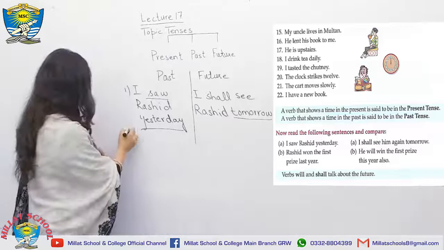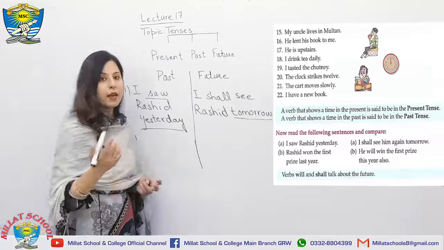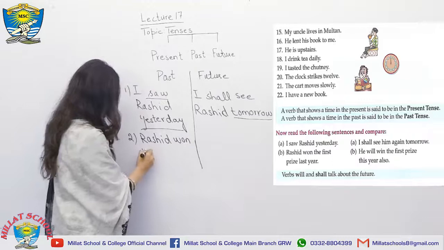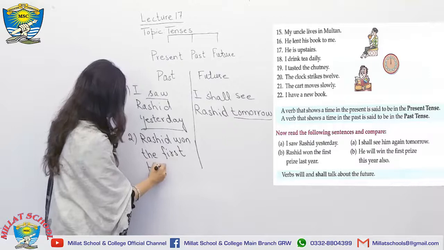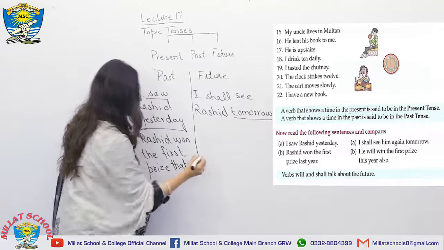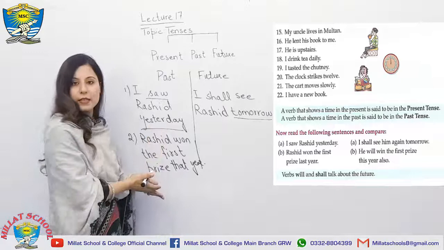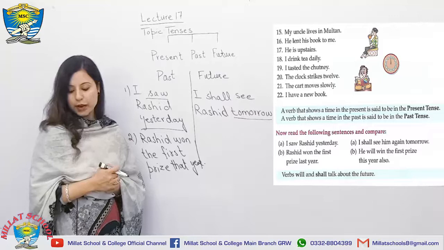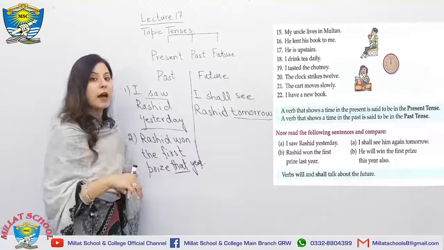Have a look at the second example. I have selected one more example for you, that is again about Rashid. Rashid won the first prize that year. That year is not a specific time, but I am talking about that year that has passed. So it is your past tense. Now if I convert this sentence to the future, I shall use Rashid will. Rashid will win the first prize this year, because that has been changed to this year. I am now talking about this year, what will happen this year.